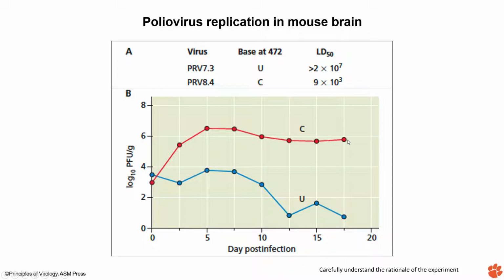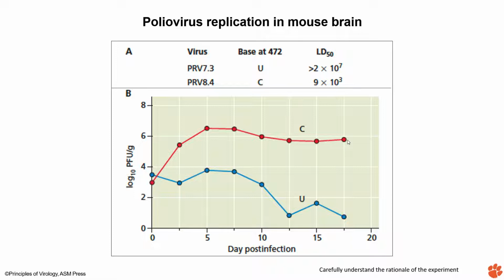So remember the LD50 value always. Out of those 2, the PRV 7.3 and 8.4, which is more virulent? 7.3 or 8.4? Think about that. The LD50 is 20 million for the 7.3, and you have 9,000 for the 8.4.